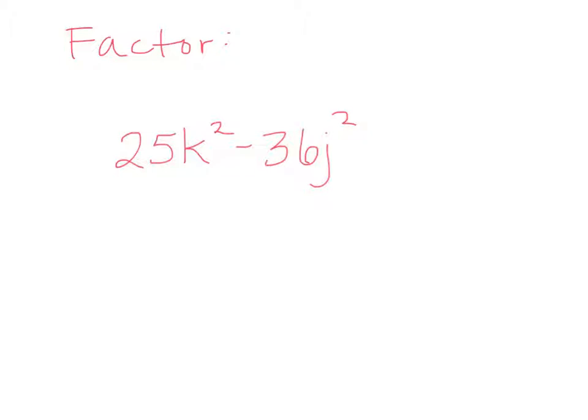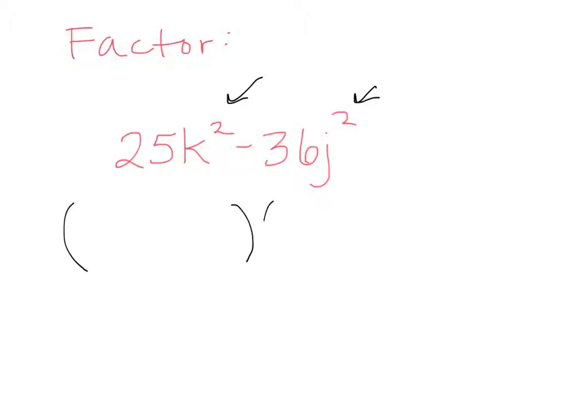Okay, factoring once again. First thing we need to look for is a GCF. Well, between 25 and 36, there is no GCF. So the next thing I look at is how many terms I have. Well, I have 2 terms. So my options are difference of squares, difference of cubes, or sum of cubes. Well, obviously it's not sum of cubes. That leaves difference of squares and difference of cubes. And since my exponents happen to be squared, there's a good chance this is difference of squares.